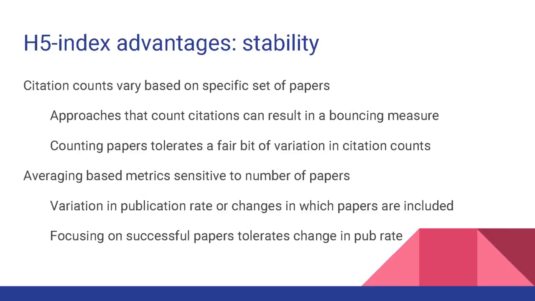Averaging-based metrics are also sensitive to the number of papers. Many journals have variation in publication rates over time, in which papers are included. H-Index, focusing on successful papers as it does, tolerates this change and is able to be stable in the presence of such changes.